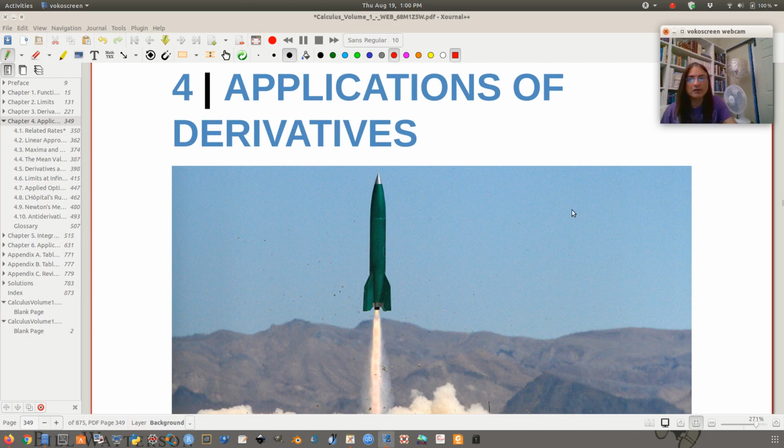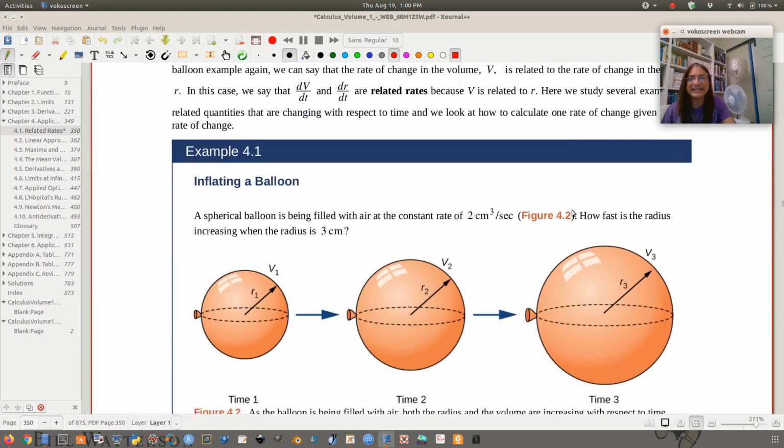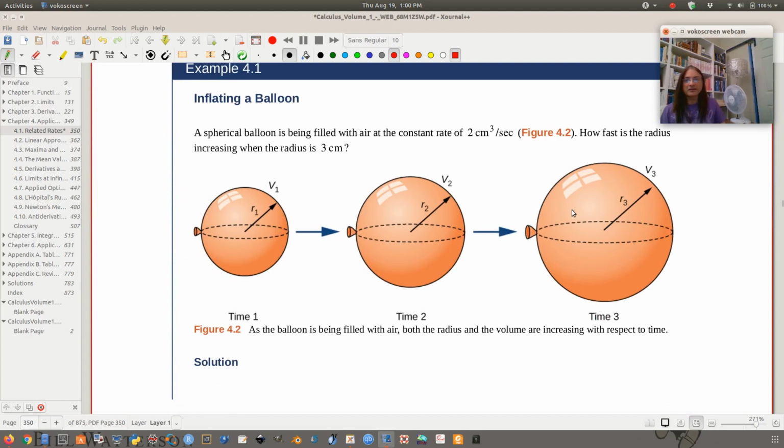And now we will learn about applications. So the first one will be about related rates. We're given a balloon whose volume is increasing at a rate of 2 centimeter cubed per second. And we are asked to find at what rate the radius is increasing when the radius is 3 centimeters.